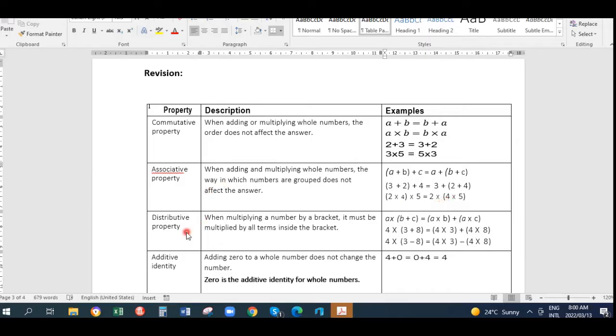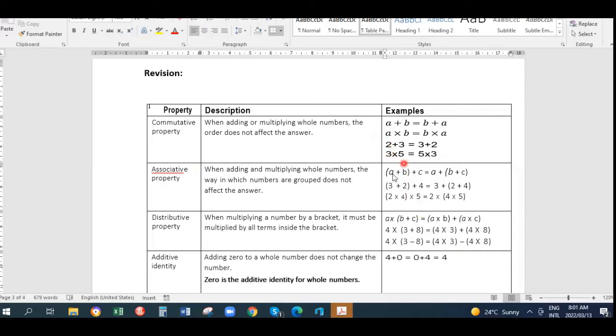The next one is the distributive property. Distributive property is about multiplying terms inside the bracket. So we have 4 times (3 plus 8). You multiply 4 into the bracket: 4 times 3, and then 4 times 8. Here there's a negative sign, so we're subtracting the two terms: 4 times 3 minus 4 times 8.